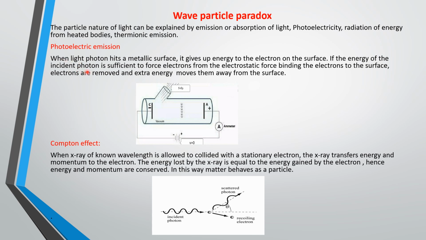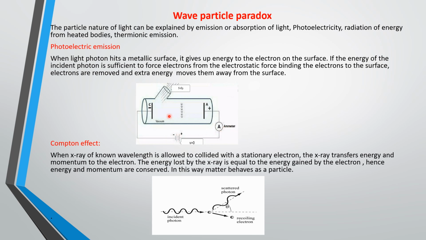When a light photon hits a metallic surface, it gives energy to the electron on the surface. So this is light hitting this cathodic surface. If the energy of the incident photon is sufficient to overcome the electrostatic force binding the electron to the surface, electrons are removed and extra energy moves them away from the surface. The electron is then attracted to the anode, and this can be detected by the movement of this ammeter. This is your battery.